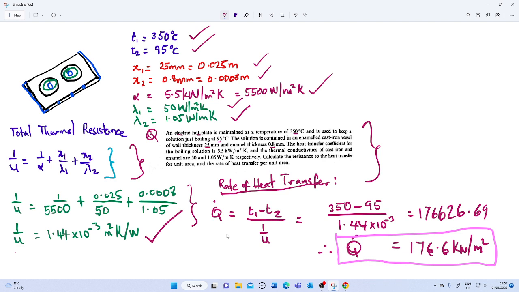So that gives us 350 minus 95 over 1.44 times 10 raised to the power -3. That gives us 176,626.69 watts per meter square, and definitely our final rate of heat transfer becomes 176.6 kilowatts per meter squared calculated. Thank you very much.